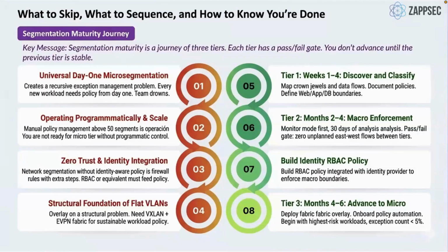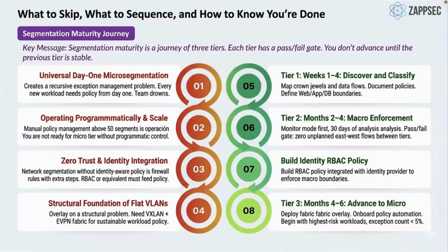And then next, in months 2 to 4, you do macro enforcement, monitor mode first. You do a macro segmentation and then you monitor for 30 days before any deny rule activates. And the pass/fail gate at this phase is zero unplanned east-west flows between tiers. If it is not reduced to zero, you do not advance.